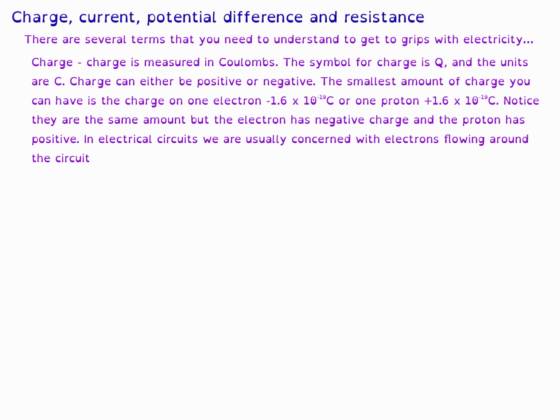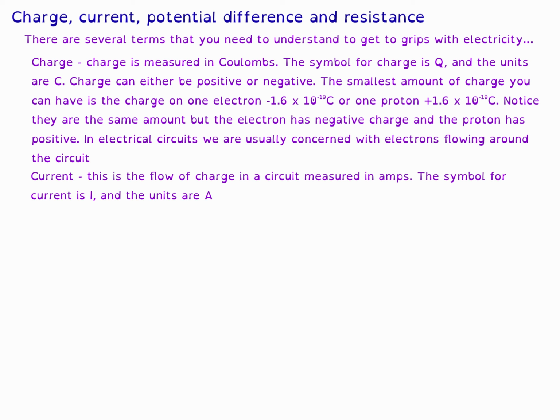The smallest amount of charge you can have is the charge on one electron, which is minus 1.6 times 10 to the minus 19 coulombs. Or it could be the charge on one proton, which is positive 1.6 times 10 to the minus 19 coulombs. Notice that they are the same amount, but the electron has a negative charge and the proton is positive. In electrical circuits, we are usually concerned with electrons flowing around the circuit.